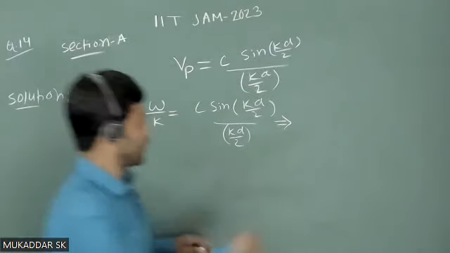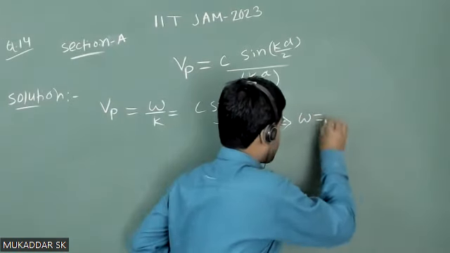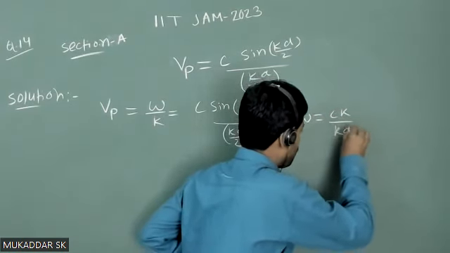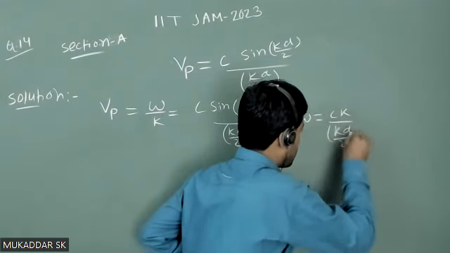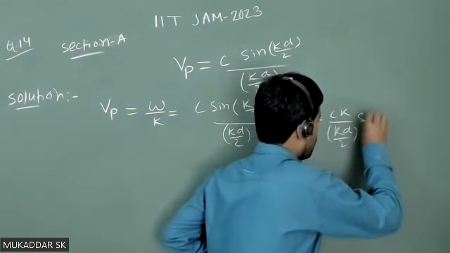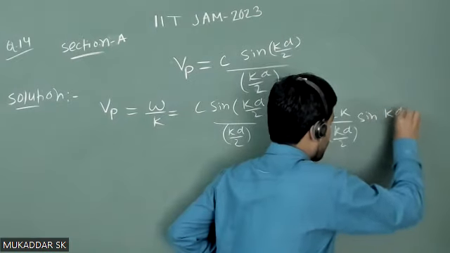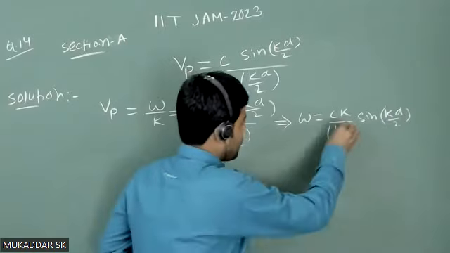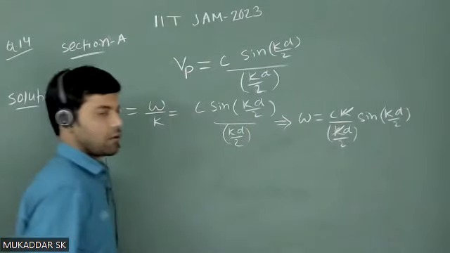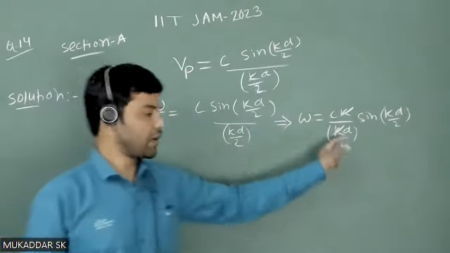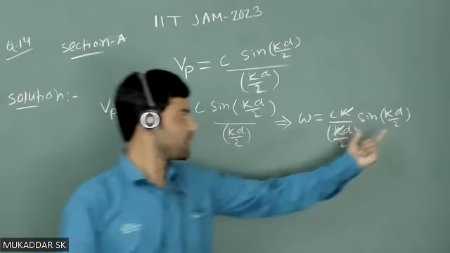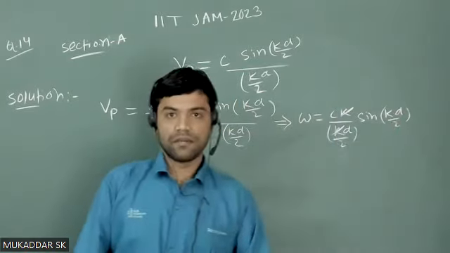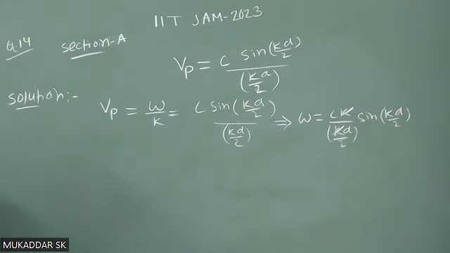Omega will be how much? Omega will be simply c times k divided by kd by 2 and then sine of kd by 2. I can see that k will be cancelled. So you have a factor cd by 2 that is constant, and a function of wave vector k, and d is the atomic spacing. Now I can calculate the group velocity.